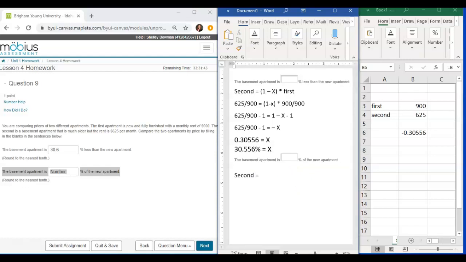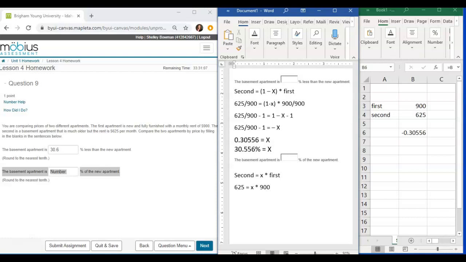So the second apartment is being translated as an equal sign. What percent? And we again don't know this, but it doesn't say less than. So I can just put X because we don't know what it is. We'll just put X. Of means multiply. The new apartment is the first apartment, and that's all we have to do. And we just plug in our numbers, 900 and 625. And so I get the second apartment is 625 equals X times 900.